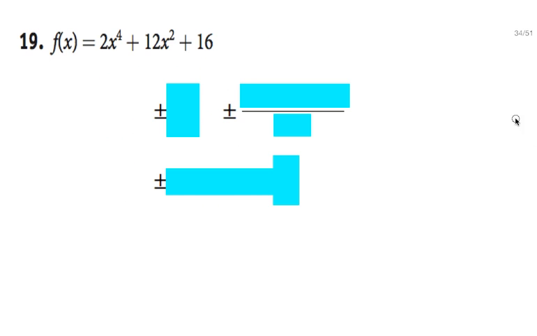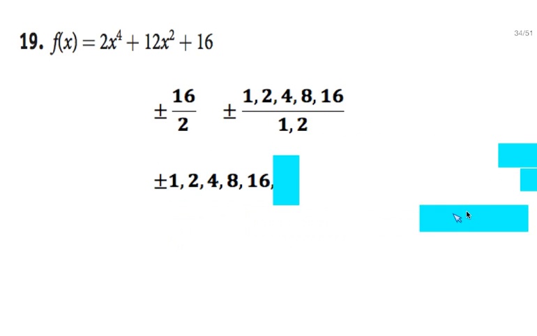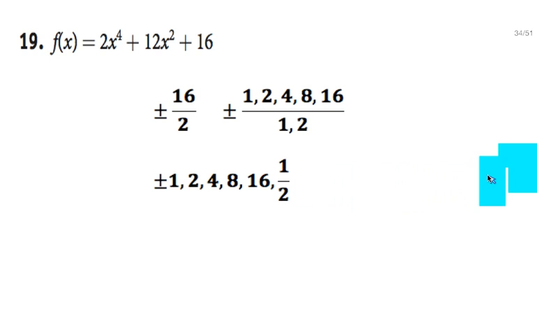All right, last one, and then I think we'll call it a night. My leading coefficient's a 2, so that's in my denominator. And my constant term is a 16, so that's in my numerator. All the factors of 16 are 1, 2, 4, 8, and 16. The factors of 2 are just 1 and 2. If I divide everything by 1, I get 1, 2, 4, 8, and 16. If I divide things by 2, I get 1 half. And that is the only one that will be a new number. So these are all the possible x-intercepts, okay?